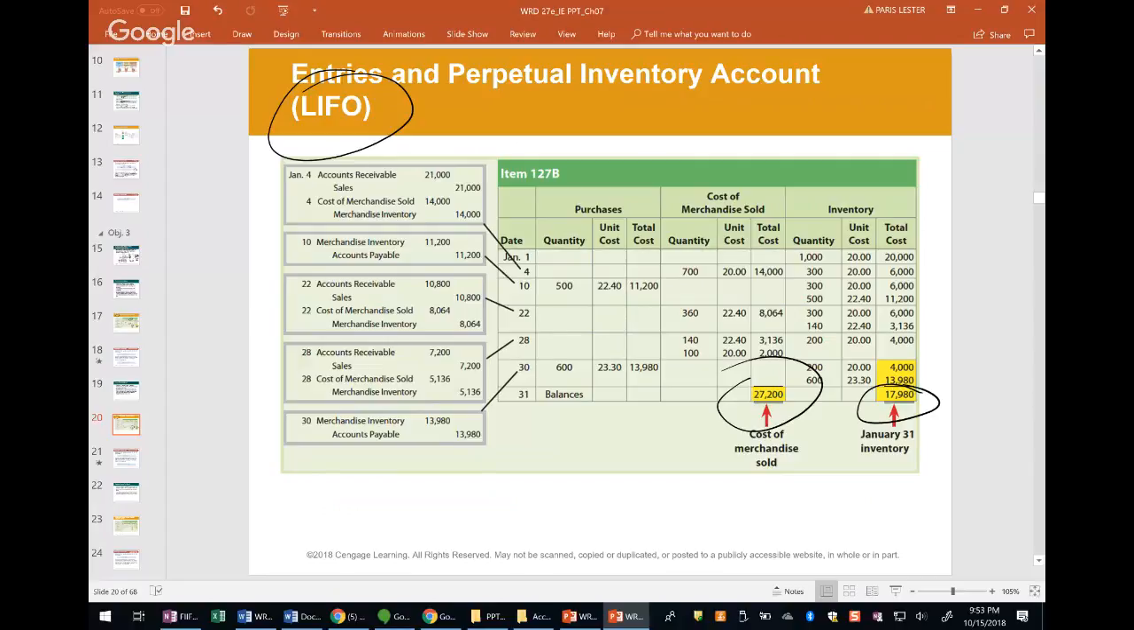On the 28th, we sold 240. So what did we sell? Let's see, 140 that was left out of 500, and then 100 at $20. That left us 200 at $20. See, we're keeping that old inventory around. And what do we have left? Now we have 600 at $23.30 and 200 at $20.